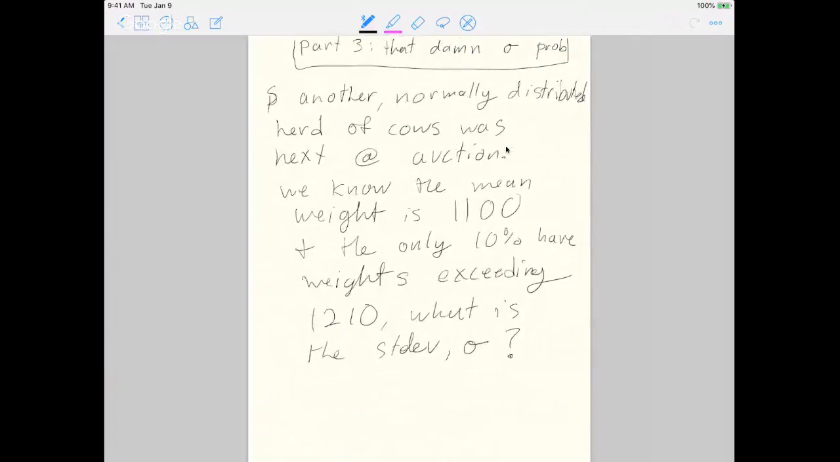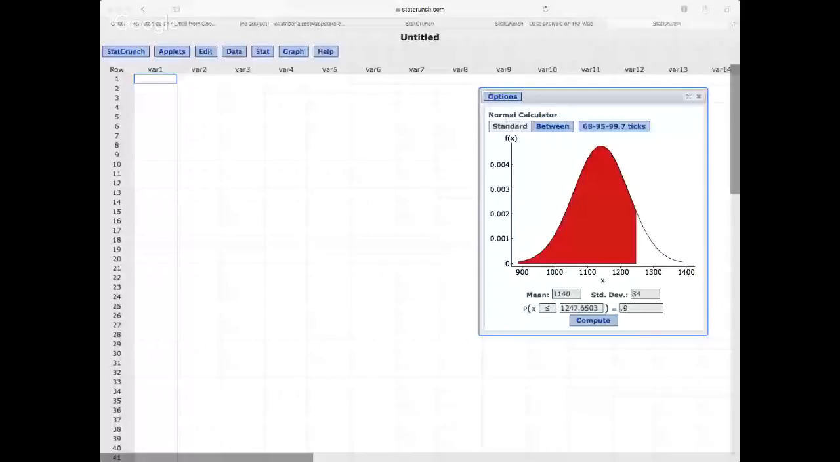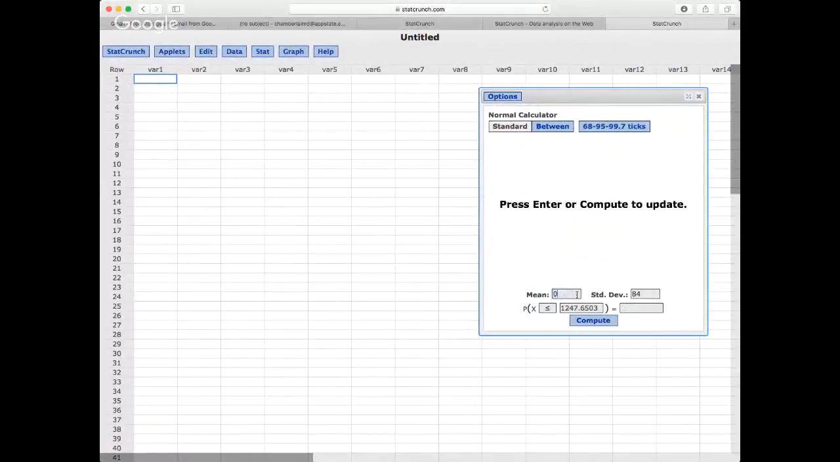So part 3, which I have titled That Damn Sigma Problem, because yeah, I've turned this into a damn sigma problem. So suppose another normally distributed herd of cows was next at auction. We know that the mean was 1100, and we know that only 10% have weights exceeding 1210. So what's the standard deviation? Well, we're going to have to pop back over to the normal calculator for this. And if you're used to z-tables, this is a great time for a z-table, because I'm actually going to program this as the standard normal curve. So this is computing exactly what you would compute from a z-table.